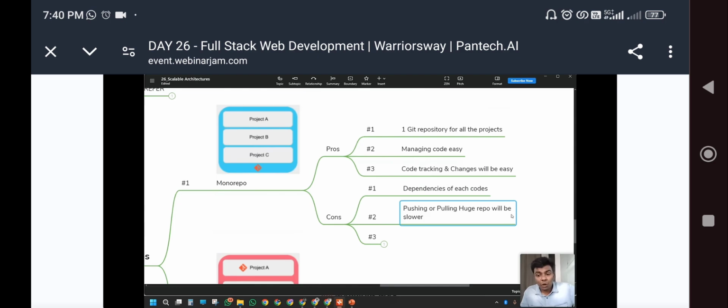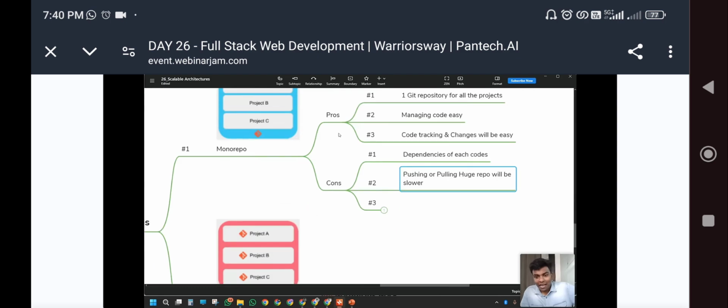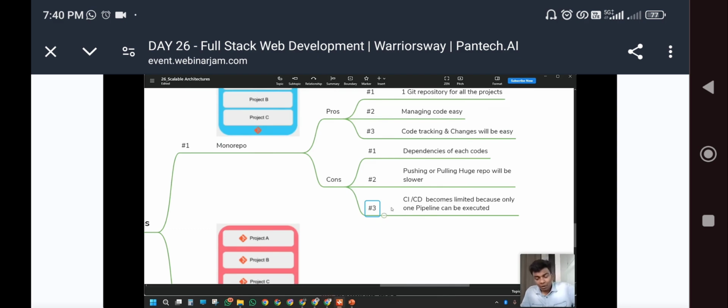And point number two, pushing or pulling a huge repo. Guys, if it is a normal repository with the files which we have, it is very easy to push and then pull. It might have around 100 files, and even then that's easy. What if you are creating something big like Amazon or Netflix? It is going to have a lot of things. So just imagine pushing or pulling that kind of huge repository will definitely be time consuming. So that's our second important point.